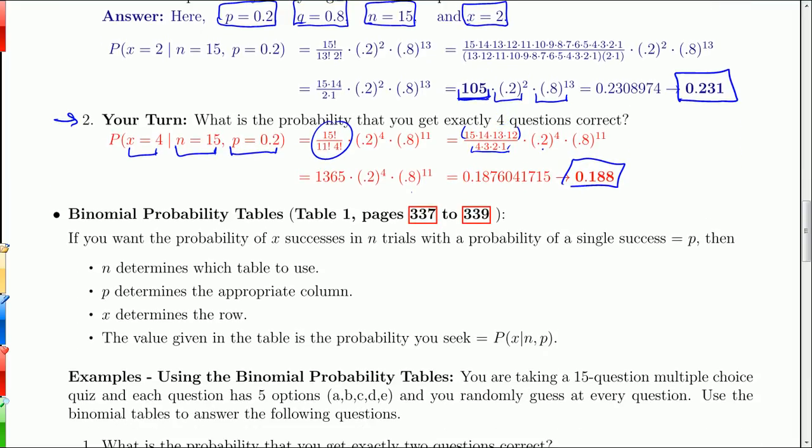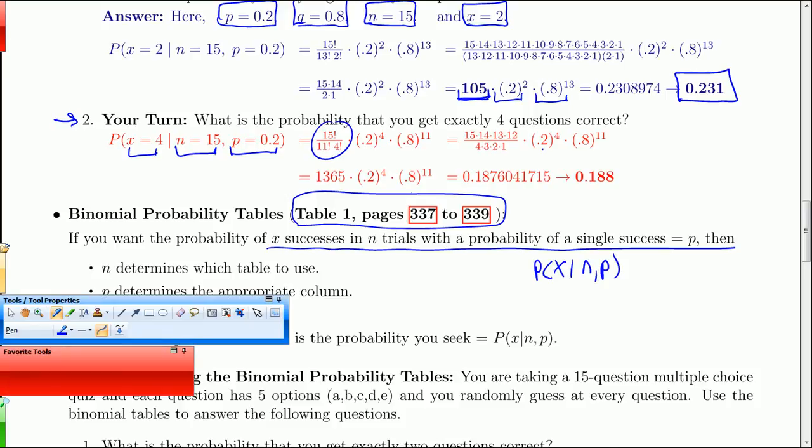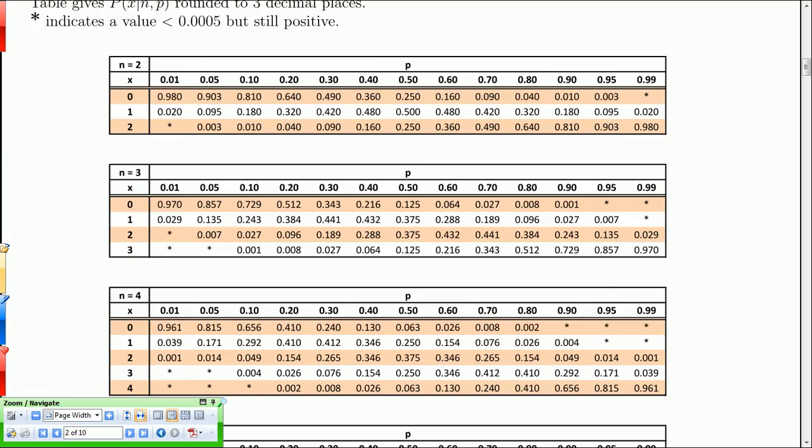But there's an easy way, though we can't use it all the time, and it's using the tables on pages 337 to 339. And so here's the idea. If you want the probability of X successes in N trials, where the probability of a single success equals P, in other words, you want the probability of X given N comma P, we can use this table. And here's how you use this table. Let me go pop it up.